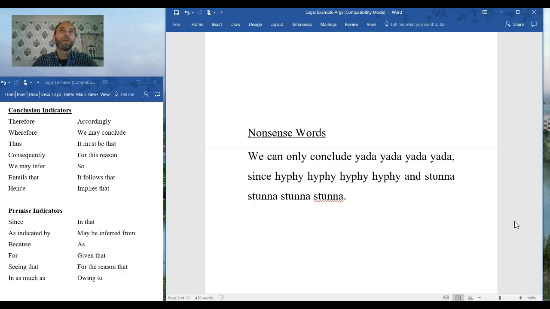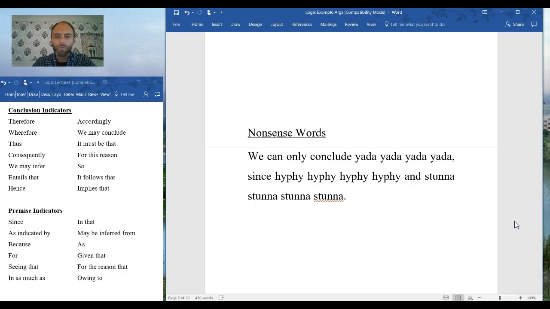The way you can use indicator words will be really helpful because you don't even need to understand all of the words in the argument. As long as you can flag the indicator words, you can identify the different parts of the argument. So let's take a look at an argument composed of nonsense words, and we can see how we can do that.